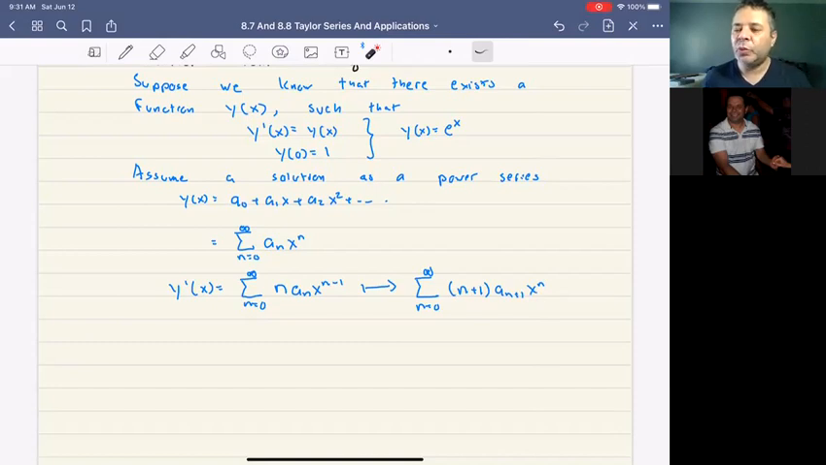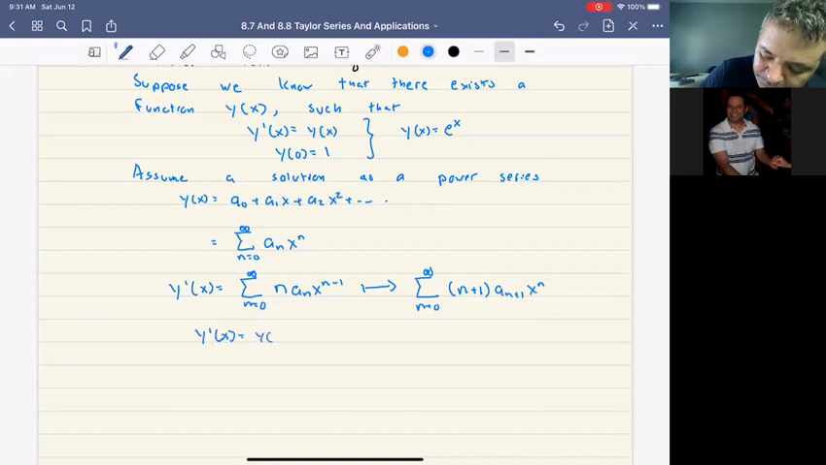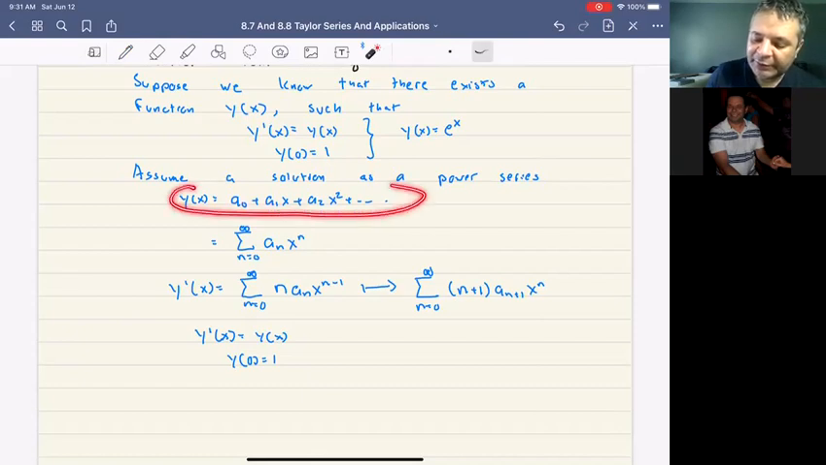Now, we're going to set up the equation y prime equals y of x with y of 0 equals 1. Now, one thing that this is going to tell us, if we look here again, y of 0 equals 1, that means, well, we're plugging in 0 for all of these, a sub 0 equals 1.